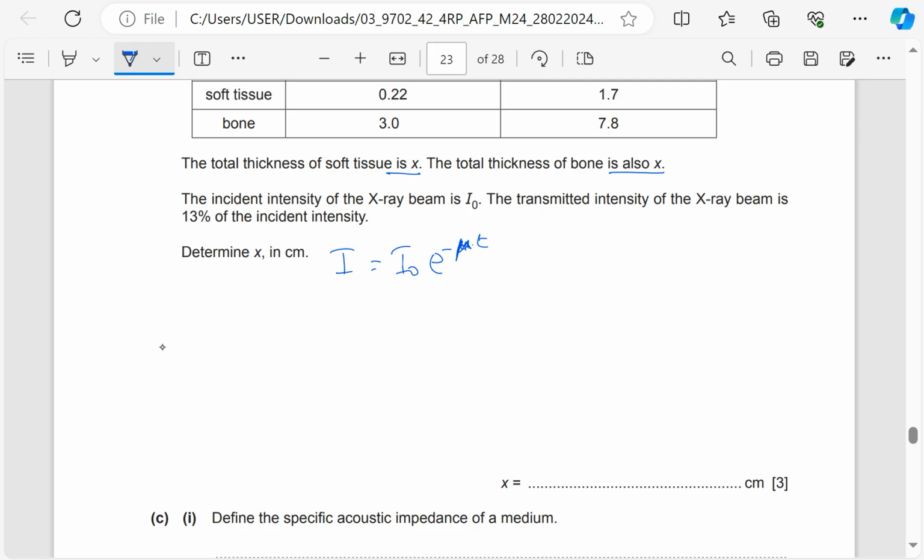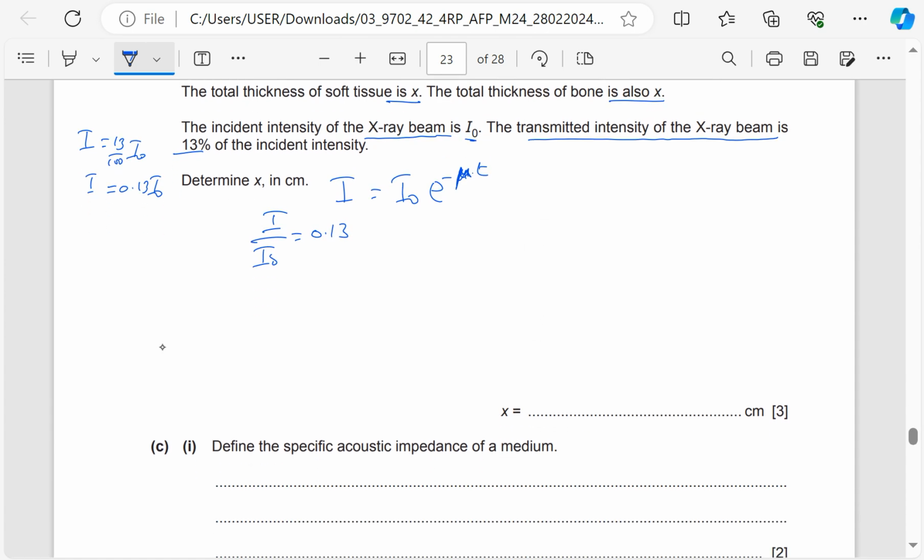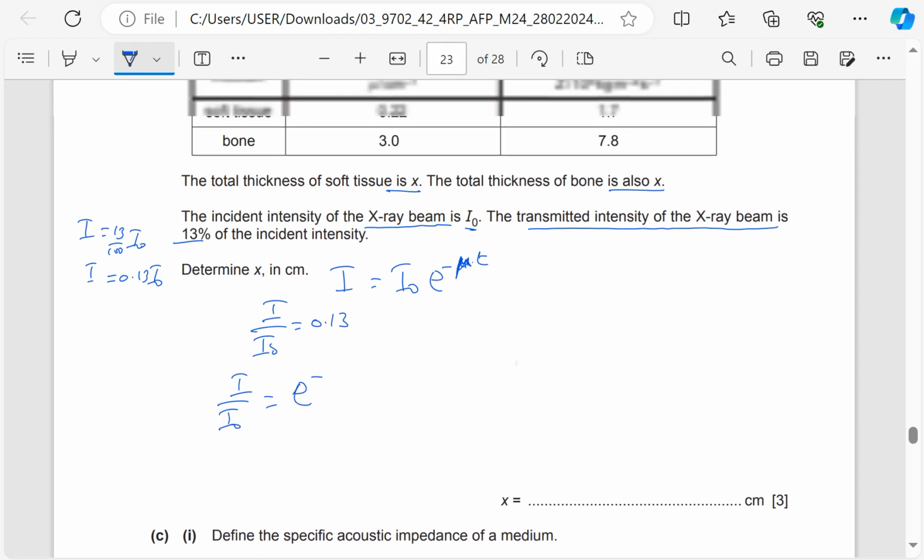They say the incident intensity of the X-ray beam is I naught. The transmitted intensity of the X-ray beam is 13% of the incident. So it means I is 13%, that is 13 over 100 of I naught. So I is equal to 0.13 of I naught. So I divided by I naught must be 0.13. And of course you notice that I over I naught is going to be e power minus mu, the attenuation coefficient.